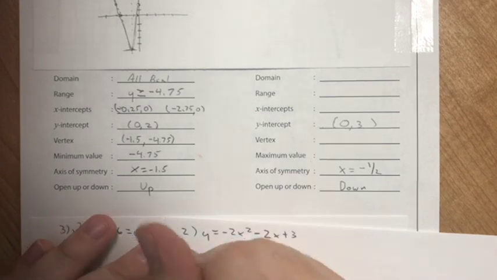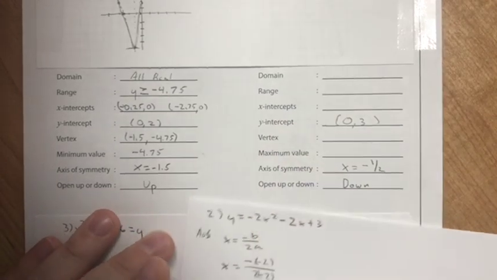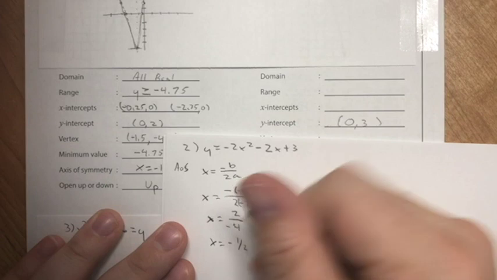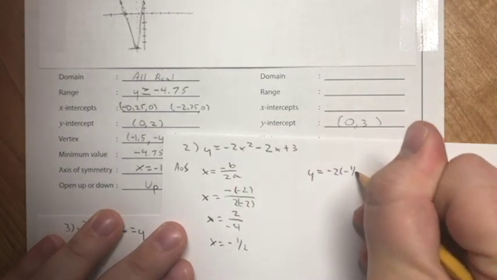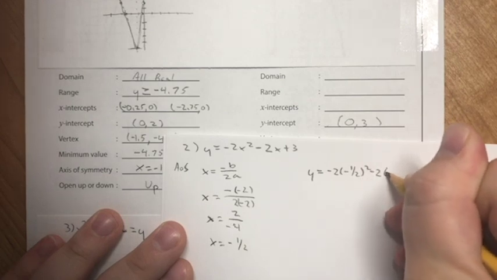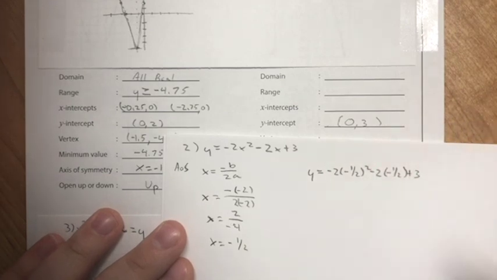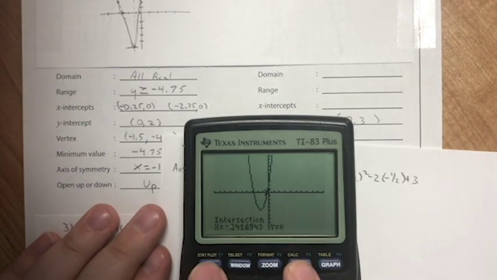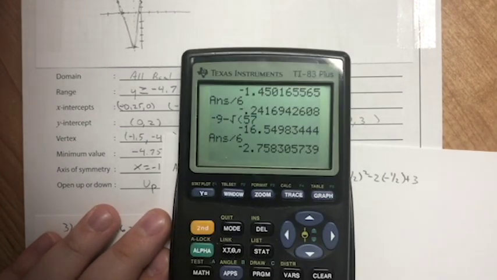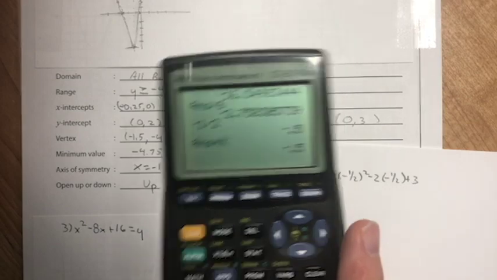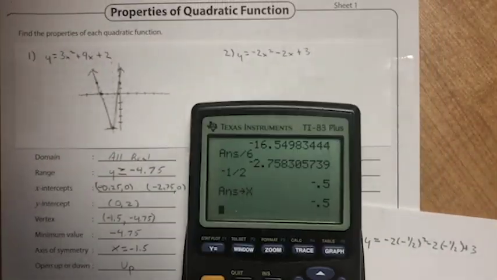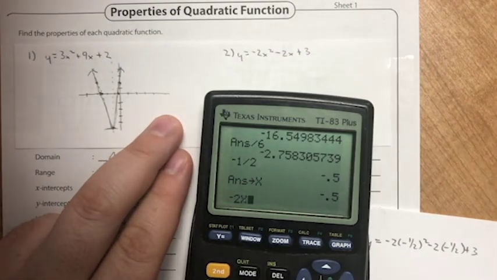Now that I know that, I can find my vertex by plugging this back into the equation. y is equal to negative 2 times negative 1/2 squared minus 2 times negative 1/2 plus 3. And I'm going to use my store button again. So let's clear this out. I'm going to go negative 1 divided by 2 gives me negative 1/2. I'm going to store that as my x, and I'm going to plug that into the rest of it in my calculator. Negative 2x squared minus 2x plus 3.